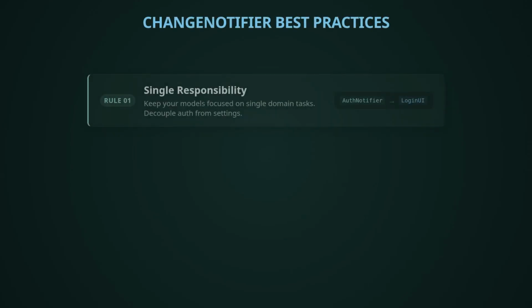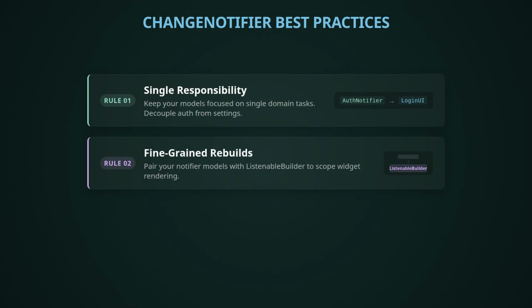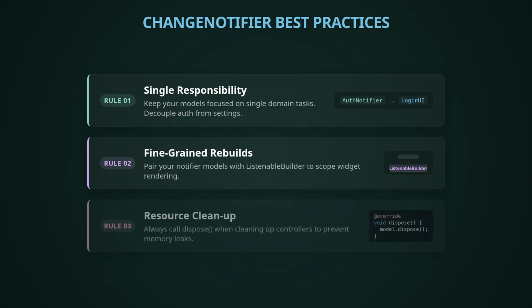ChangeNotifier is an incredibly powerful tool when used correctly. Keep your models focused on single responsibilities to avoid over-notifying. Combine it with ListenableBuilder for fine-grained widget rebuilding. Always pair your allocations with a matching dispose call to protect your application's memory profile. And remember, for massive enterprise apps, you might eventually look at state packages like Riverpod or Bloc, but under the hood, they all rely on the exact same core reactive principles we explored today.